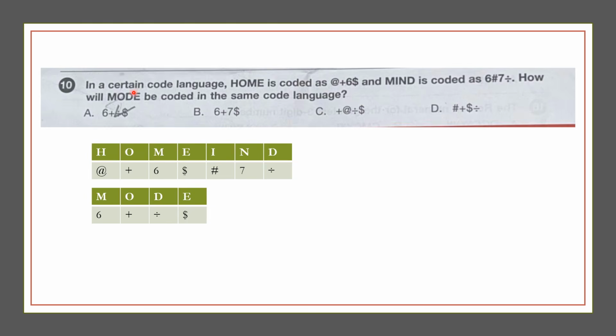Question number 10. In a certain code language, HOME is coded as @+$6 and MIND is coded as 6#7÷. How will MODE be coded in the same code language? So let's write down HOME and MIND codes here, because M is the same. And now we have to choose MODE. M is represented as 6, O as plus, D as division, and E as dollar. So our answer is option A.